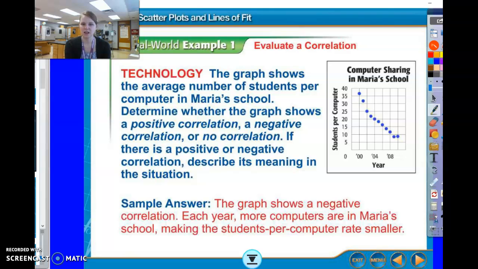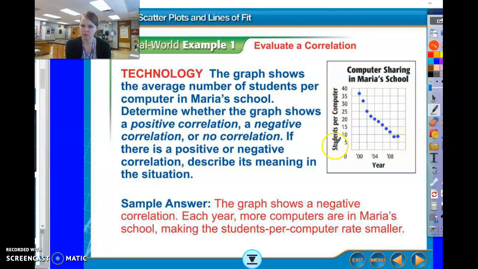So this is a good example to start off with. It says the graph shows the average number of students per computer in Maria's school. Determine whether the graph shows a positive correlation, negative correlation, or no correlation. And then it says if there's positive or negative, describe its meaning. Okay. Clearly looks negative to me. It's a downward trend. What does it mean?